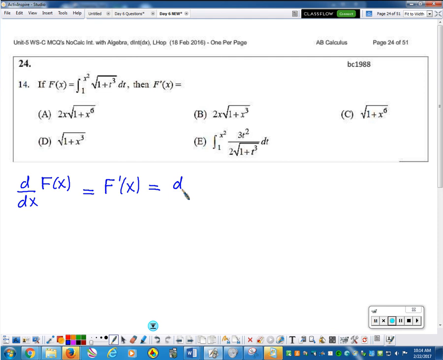So I write d over dt or dx? dx. And what comes next, Ellie? And then the integral from 1 to x squared. So you're saying d over dx, but you keep asking dt or dx. Why is that?